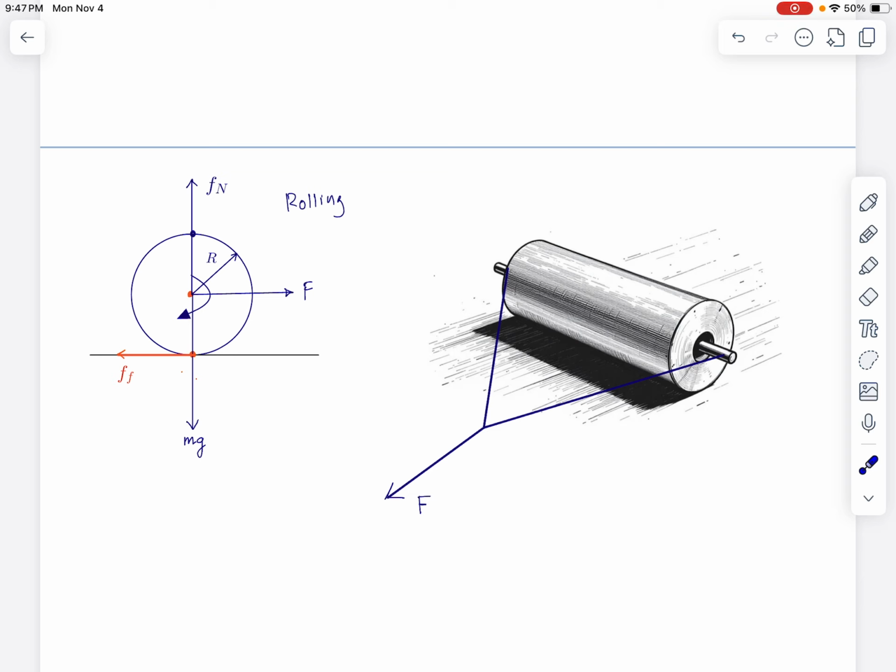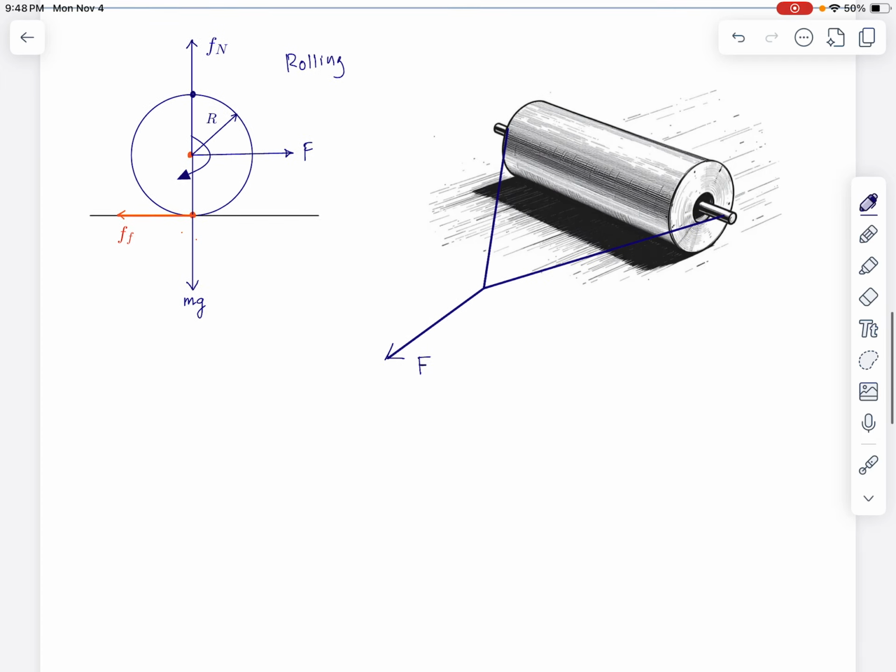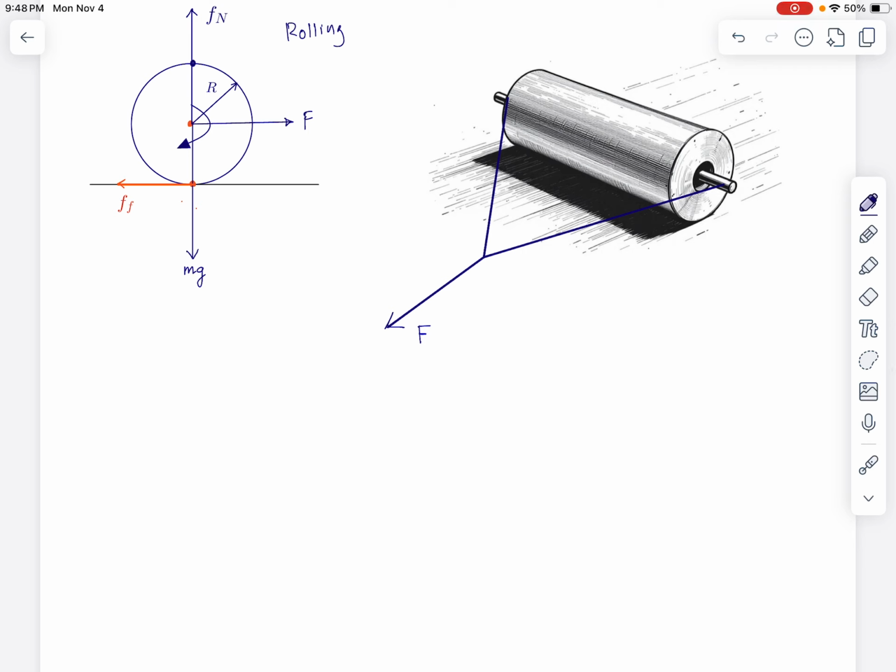So we want to find out what is the maximum force that we could apply before the cylinder starts to slip. That's the important factor. Now there are a few things to consider even before we do this. People may ask this question.